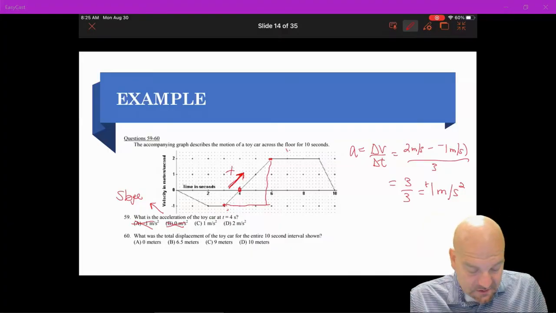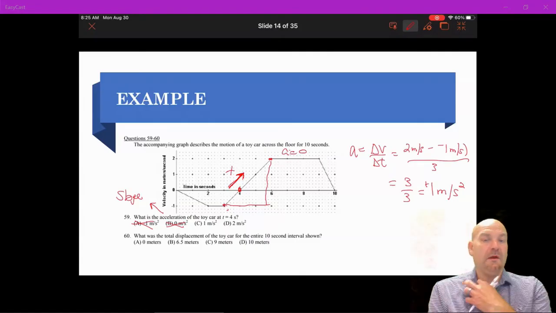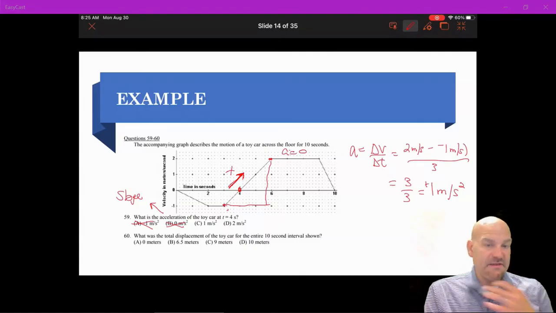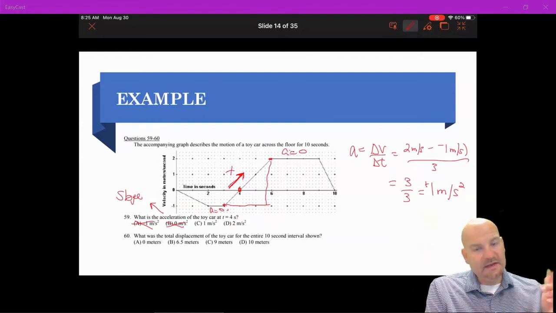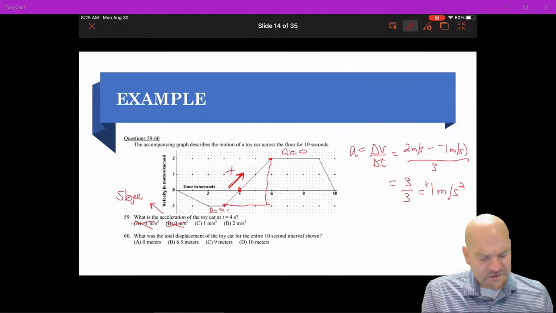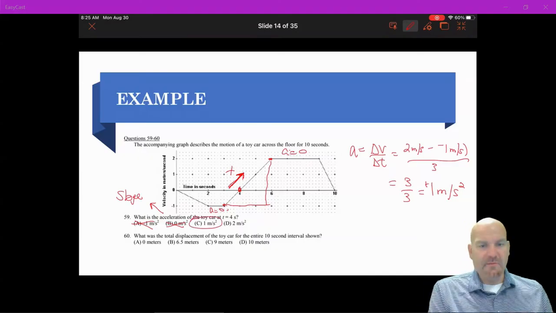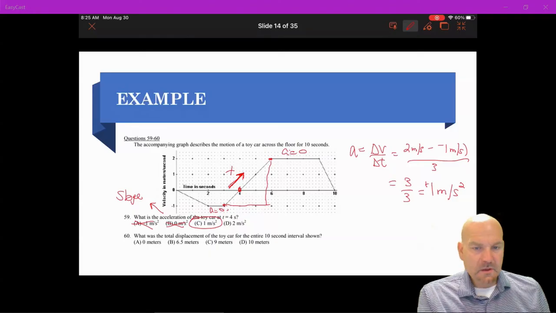Now, this is where your acceleration would be 0. That's a constant velocity piece. Down here, your acceleration would be 0. But anytime you have a slope line, your acceleration is not 0. So through our math, we found that our answer would be C, 1 meter per second squared.